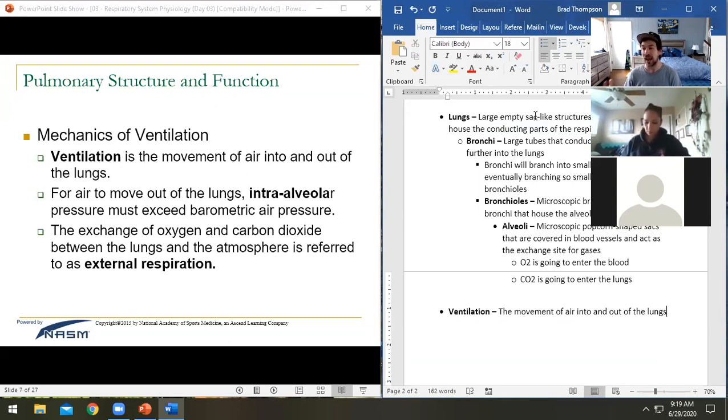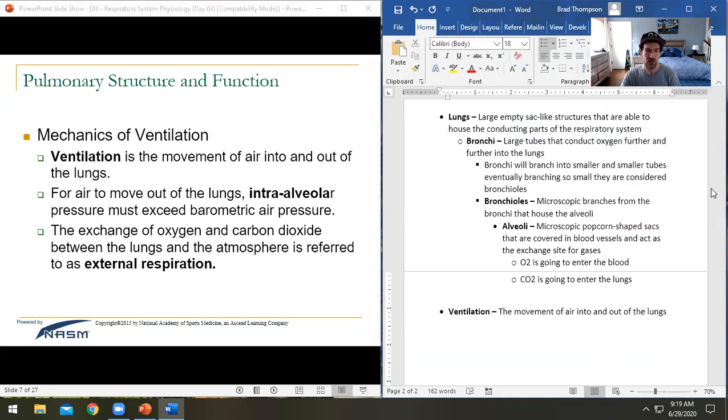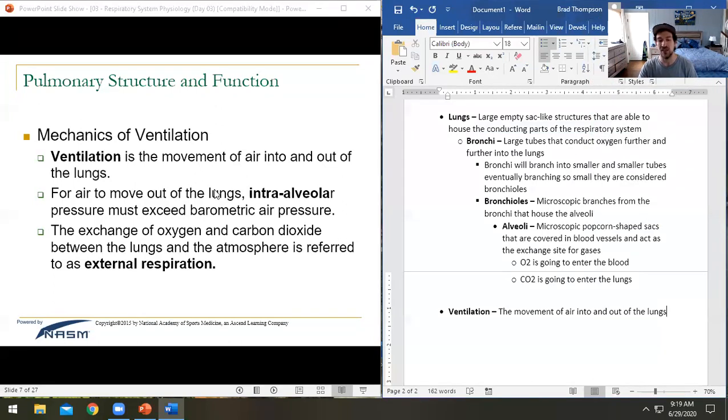But when we say air, we're not talking about oxygen. We're talking about a mixture of gases, the most important of which, at least in our opinion, is oxygen. So ventilation is bringing air into and out of the lungs. For air to move in and out of the lungs, your intra-alveolar pressure has to exceed what we call barometric pressure.